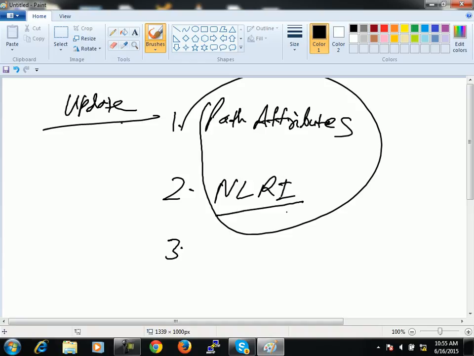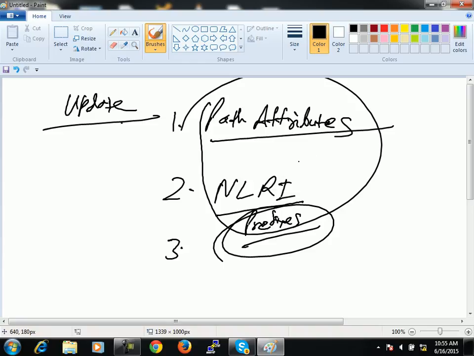NLRI is network layer reachability information. It means that here we are talking about prefixes. Now if we talk about path attributes, I hope that you people have already gone through them during CCNP as well. You have the AS path attribute, AS path, MED, local preference, all that kind of information will be contained in path attributes. Path attributes are those criteria of BGP which are used by BGP for best path selection.